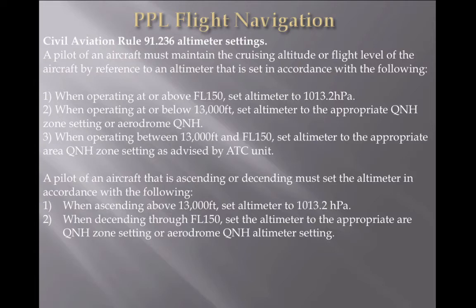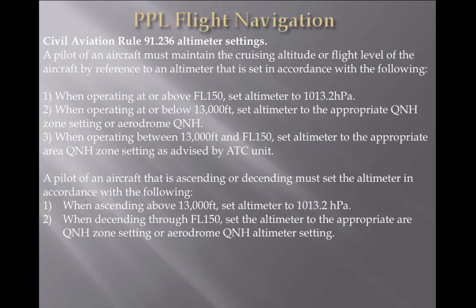Civil Aviation Rule 91.236, altimeter settings. A pilot of an aircraft must maintain the cruising altitude or flight level of the aircraft by reference to the altimeter that is set in accordance with the following. When operating at or above flight level 150, set the altimeter to the standard ISA, which is 1013.2 hectopascals.